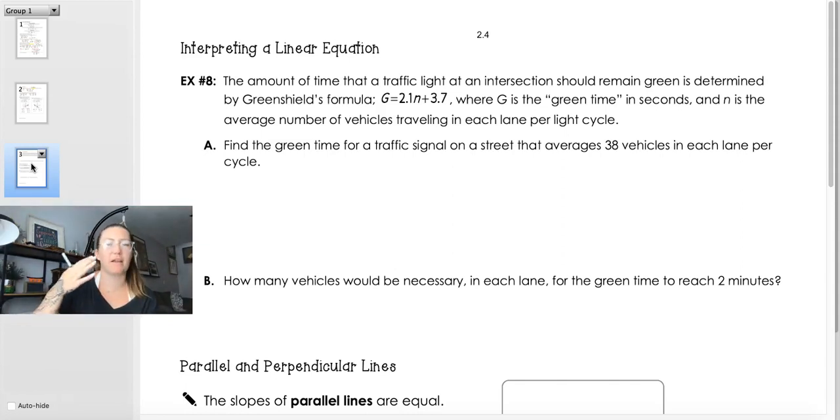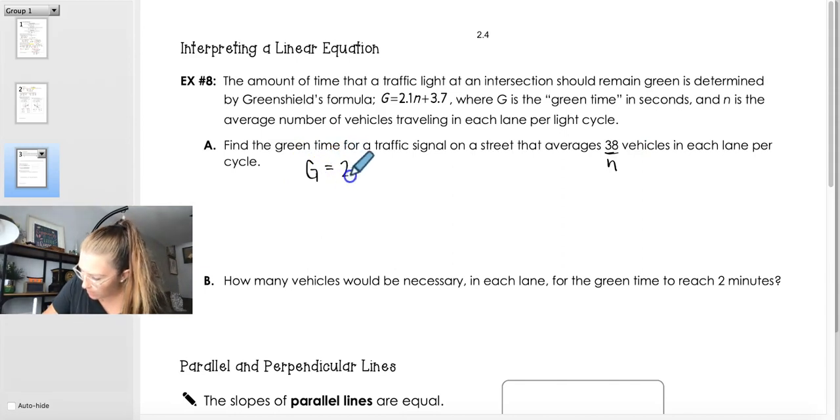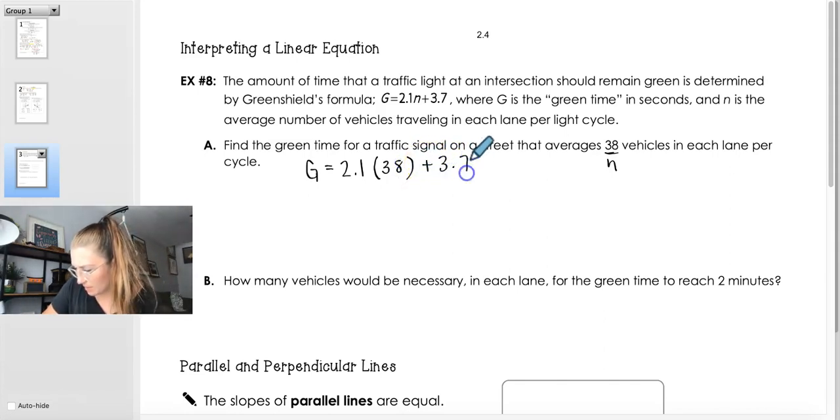Okay, this is a very straightforward question. It's really just substituting in. Find the green time. This G represents green time, how long it is green, and this n is your number of vehicles. So in this particular question, this 38 is representing my n value. All we have to do is take that n value, plug it into my formula, and get the green time. So I'm going to get G equals 2.1 times 38 plus 3.7.